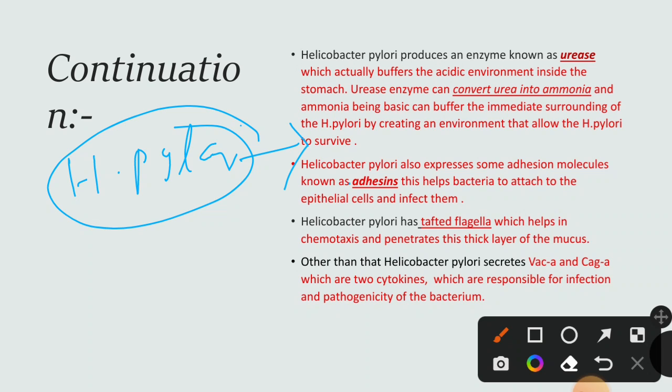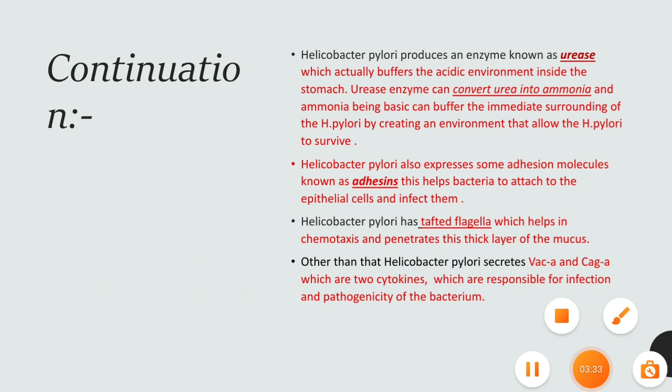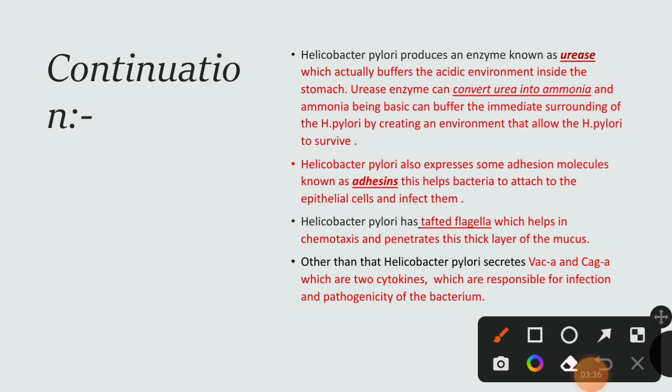Helicobacter pylori has the ability to produce an enzyme called urease. This urease will convert all the urea present in the surrounding environment into ammonia. And remember, ammonia is a basic molecule. As a result, due to the presence of this basic ammonia, the surrounding environment of the Helicobacter pylori becomes suitable for its survival, because this ammonia buffers the surrounding environment, creating a kind of neutralized environment.